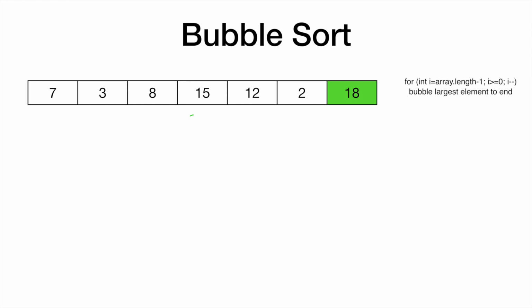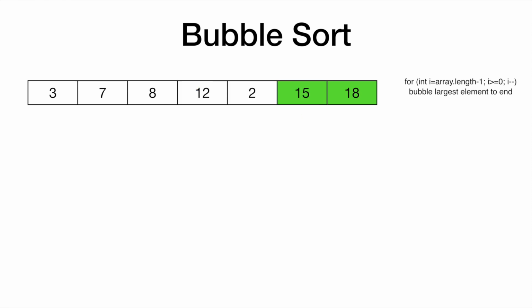So the next thing is to look at 7 and 3. Now we start over and we start bubbling from the beginning again. 7 and 3 are going to swap. Well, 7 and 8 are already in the right place. 8 and 15 are already in the right place. But then 15 and 12 need to swap. So you can see if you're looking ahead, 15 is going to go from here to there, right? And that's exactly what happens.